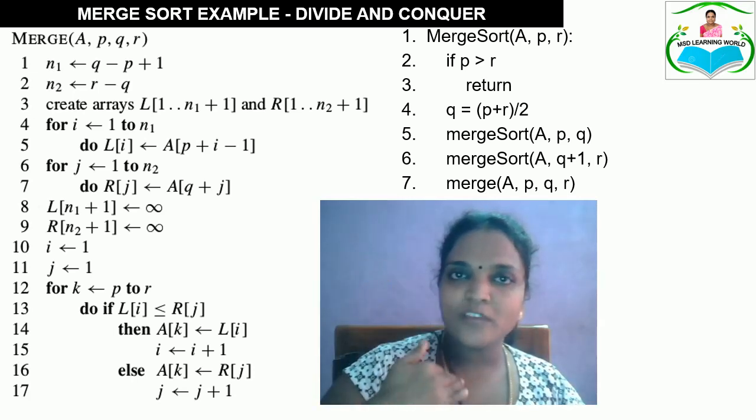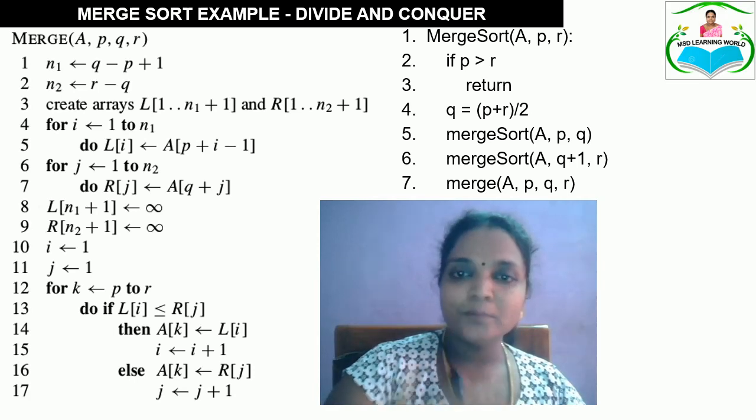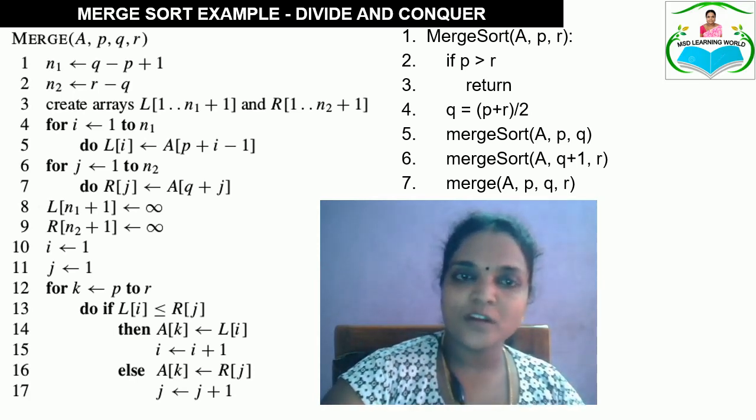Now we are going to start performing the merge operation. So in the merge operation, you are going to give the array, then the starting pointer, the ending pointer, and then the middle pointer also. So now what the merge algorithm will do is, it will find the n1 value and n2 value. n1 is nothing but q minus p plus 1.